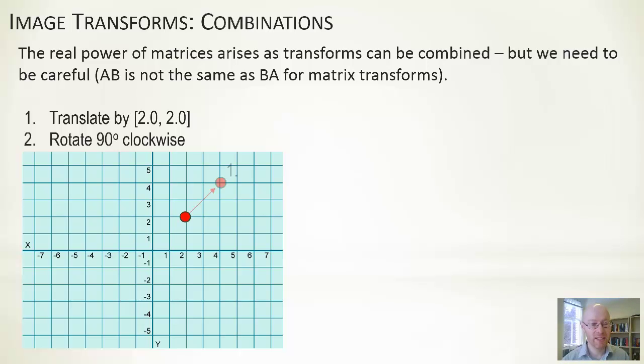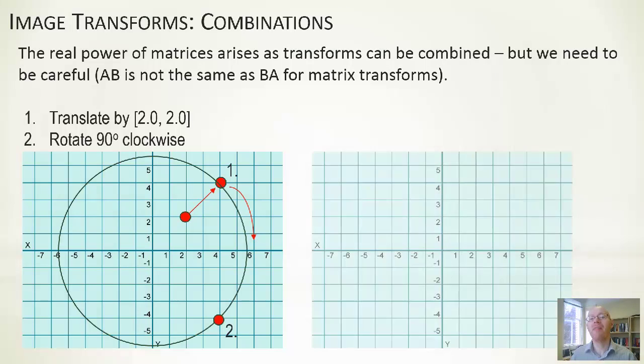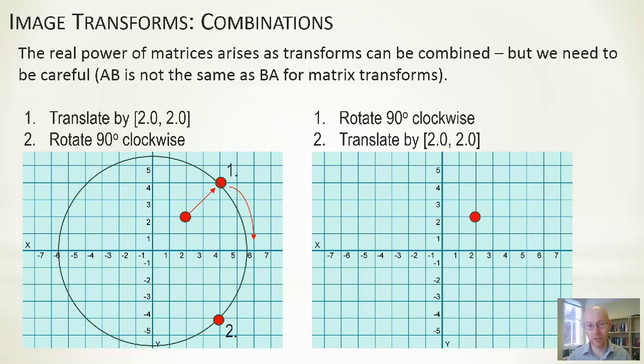And we then rotate it, so rotating about the origin, 90 degrees clockwise will bring us down to the point 4, minus 4. So far so good. But if we looked at it the other way around, so we're rotating 90 degrees first of all, and then we are translating by 2, 2. So this is the equivalent to, from AB to BA.